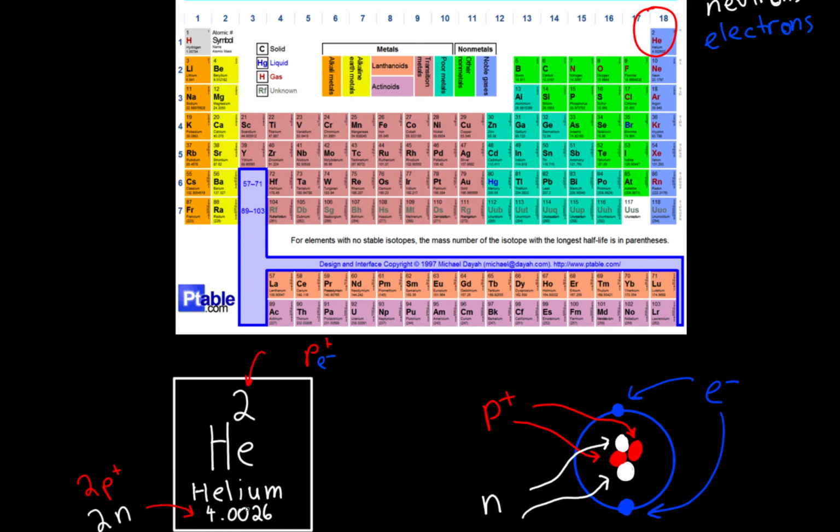But since the average is so close to 4, you know that most of the helium atoms out in the world are going to have a mass of 4, but then there will be some with a mass greater than that.